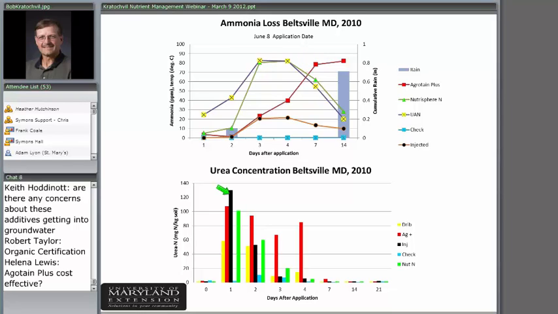You're also probably thinking, well, heck, the injected treatment had its urea converted quite quickly as well. Now, it did, but that was not the urea being converted into ammonia and lost. That was urea converted to ammonium, converted to nitrate. So you're seeing how quickly that urea can be changed into a nitrate form with the injected treatment.